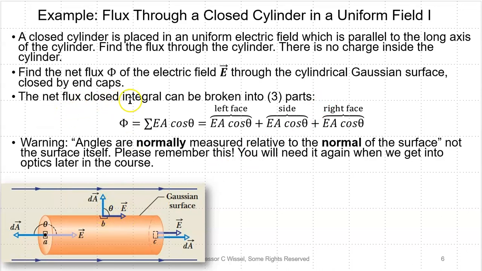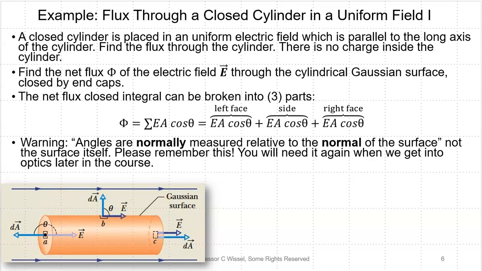The net flux is a closed integral, can be broken into three parts. And in this case, we can break them into sums. So phi will equal EA cosine theta of the left face plus EA cosine theta of the sides plus EA cosine theta of the right face. Now again, remember, angles are normally measured relative to the normal of the surface, not the surface itself. You must remember this or else you're going to screw this up. And you're going to need it again when we get to optics later in the course.